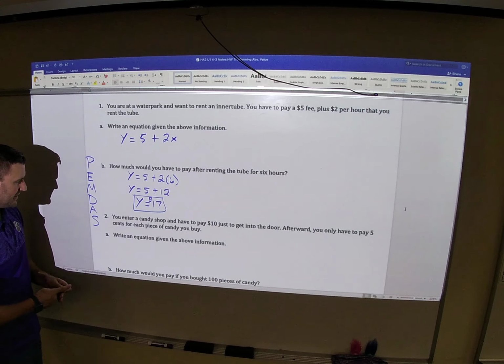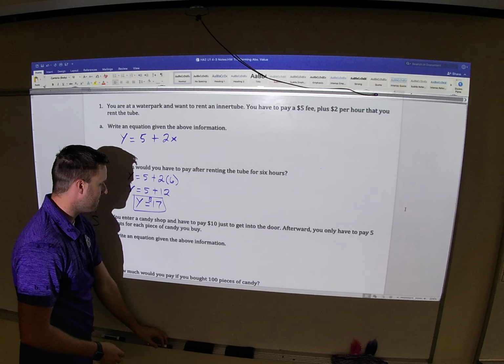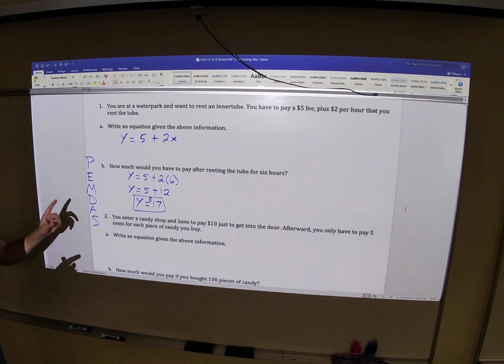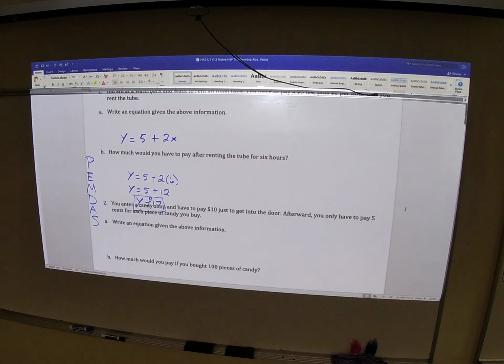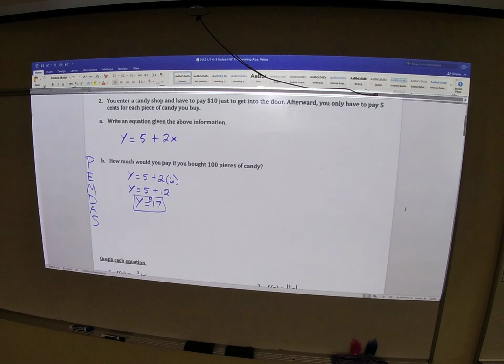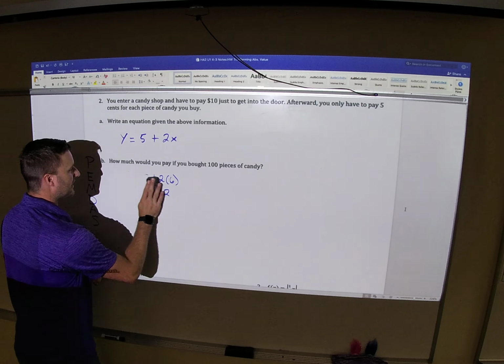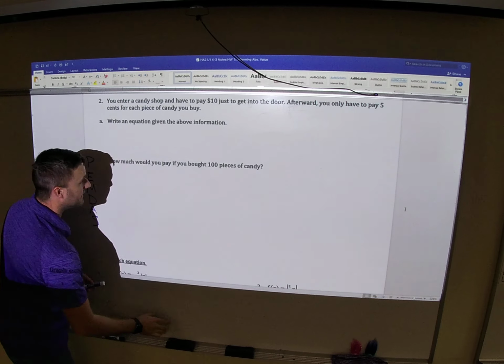Now, what about this other example? You enter a candy shop, and you have to pay $10 just to get in the door, but once you're in there, you only have to pay 5 cents for every piece of candy that you buy. One thing I want you to be careful about here is that when I write 5 cents as a decimal or fraction, I have to be really careful with how to write it.